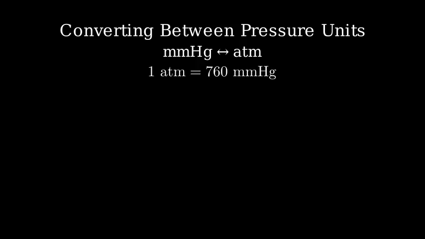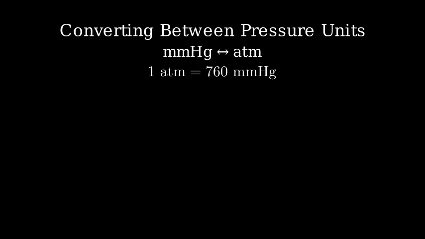Welcome to MathGPT. Today we'll learn how to convert between millimeters of mercury, mmHg, and atmospheres, atm. These are two common units used to measure pressure, especially in medical and scientific contexts. Let's start with the key conversion factor.